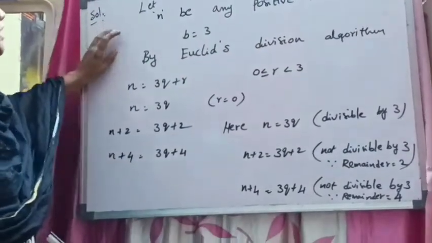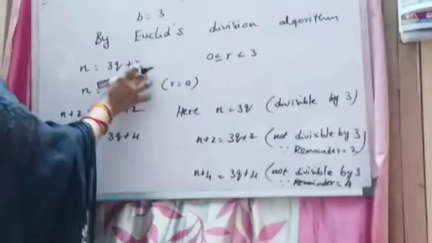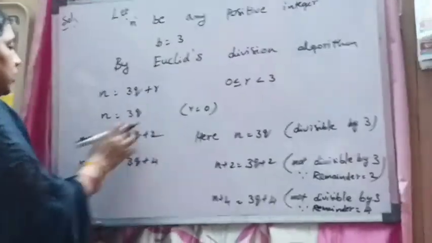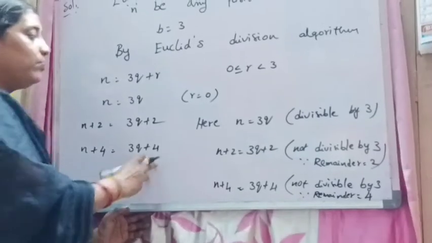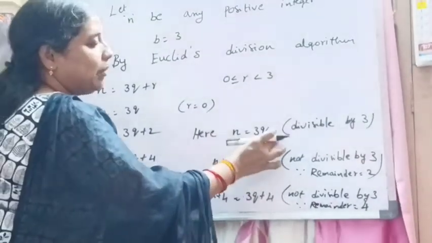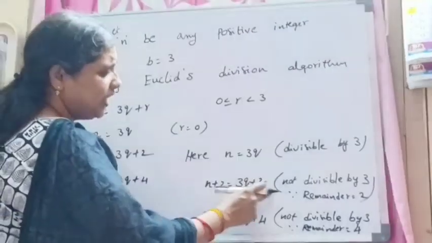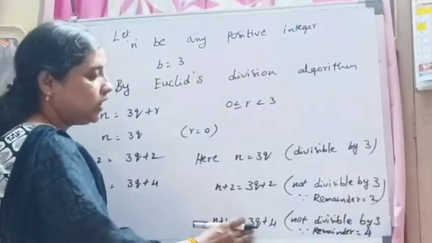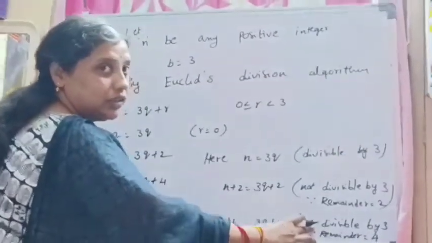Let n be any positive integer and b is equal to 3. By Euclid's division algorithm, n is equal to 3q plus r, where 0 is less than or equal to r is less than 3. So if r is equal to 0, n is equal to 3q. Then n plus 2 is equal to 3q plus 2 and n plus 4 is equal to 3q plus 4. Here n is equal to 3q. Since the remainder is 0, it is divisible by 3. Here n plus 2 is equal to 3q plus 2, the remainder is 2, so it is not divisible by 3. Here n plus 4 is equal to 3q plus 4, the remainder is 4, so it is not divisible by 3.